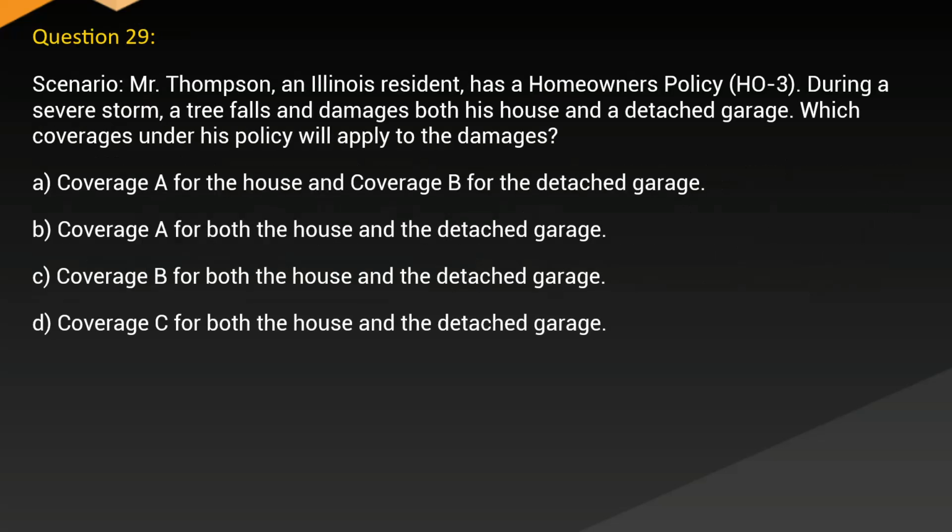Question 29. Scenario: Mr. Thompson, an Illinois resident, has a homeowner's policy (HO3). During a severe storm, a tree falls and damages both his house and a detached garage. Which coverages under his policy would apply to the damages? A. Coverage A for the house and Coverage B for the detached garage. B. Coverage A for both the house and the detached garage. C. Coverage B for both the house and the detached garage. D. Coverage C for both the house and the detached garage.